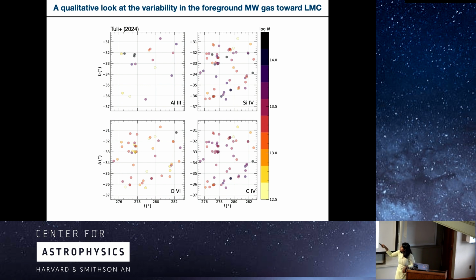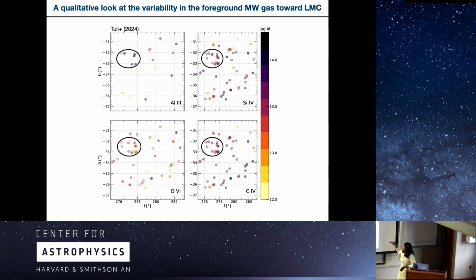So for each panel, I am plotting the coordinates of my sightlines, color-coded by the column densities that I have measured in these directions. And you can already see a lot of variability present in this small section of the sky. Especially for this 2 degree patch, for each of the ions, you can see in some cases there are the highest column densities present and also some of the lowest column densities present, which is giving you an idea of how much variability there is.